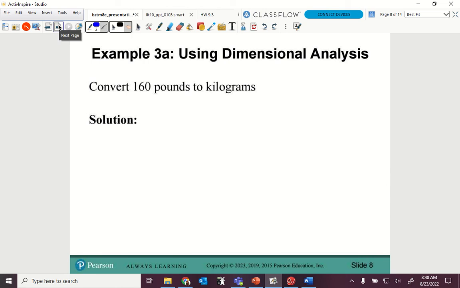So, example 3, using dimensional analysis, convert 160 pounds to kilograms. Ooh. Pounds to kilograms. So I'm going to start the same way, same way I did it every single time. 160 pounds. Do you know what the abbreviation for pounds is? LB. That's weird, right? There's not an L or a B in the word pound.